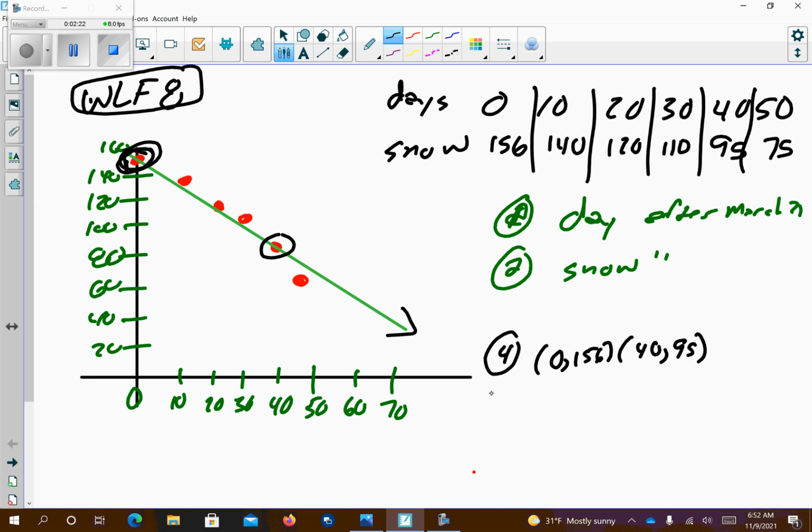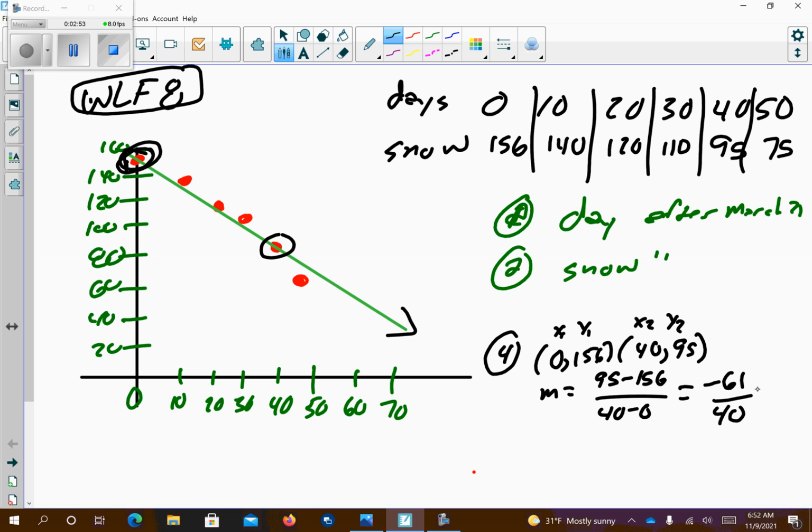So first thing we're going to do is find the slope. Remember x1, y1, x2, y2. y2 minus y1 over 40 minus 0. I'm just going to use a calculator, so make sure I have my calculation right. So 95 minus 156. You might have chosen 2 different points, so you might be off a little tiny bit, but that's okay. Over 40.